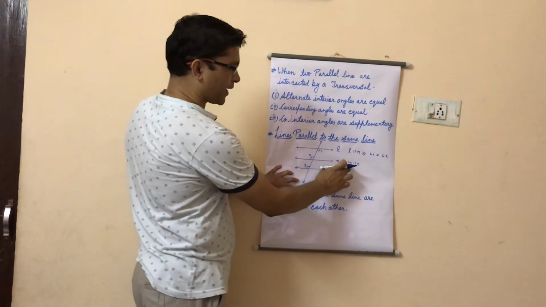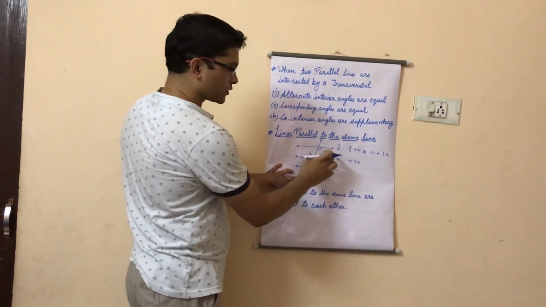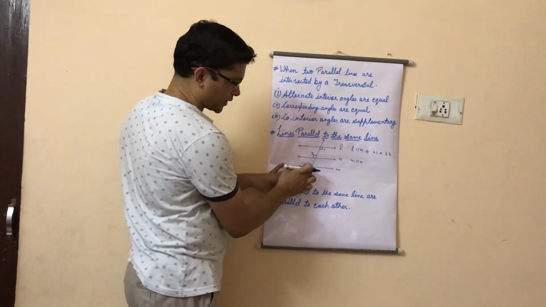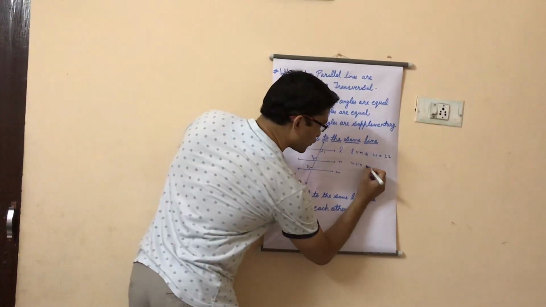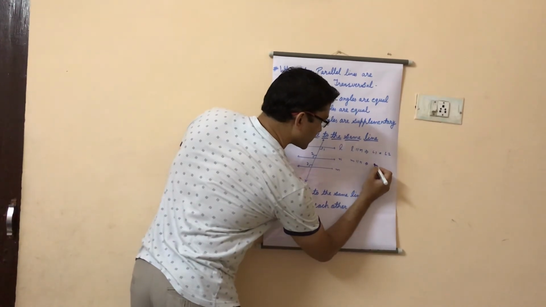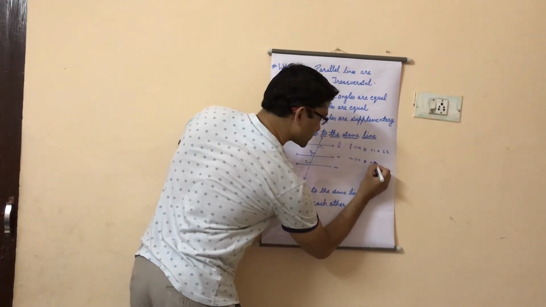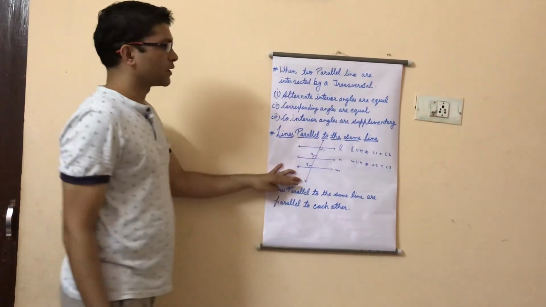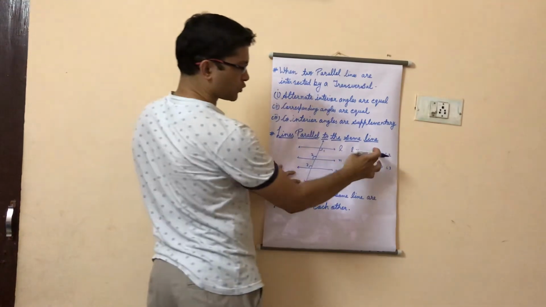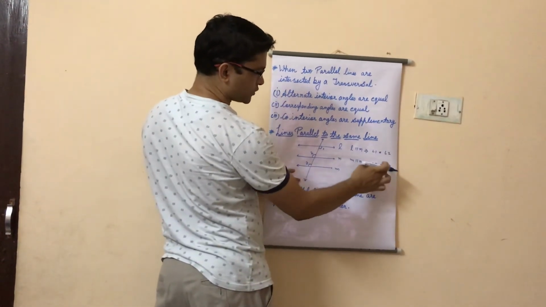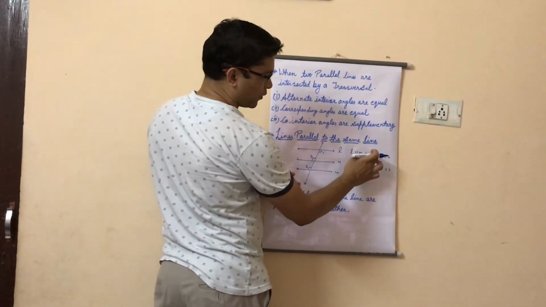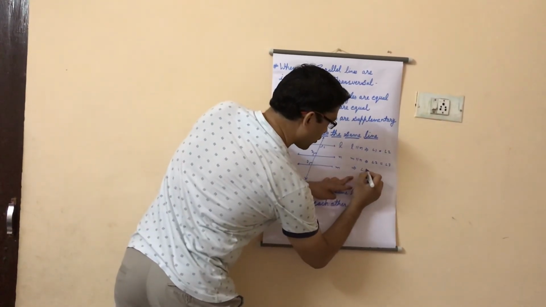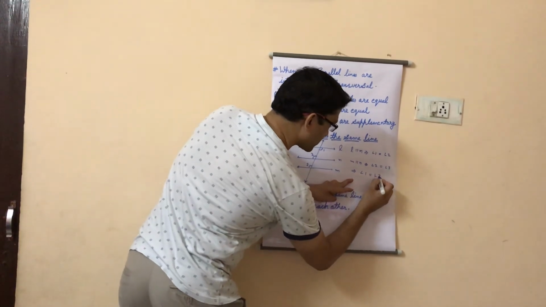Then M and N are also parallel. So angle 2 and 3, which make a pair of corresponding angles, will also be equal. So we conclude from here that angle 2 is equal to angle 3 because they make a pair of corresponding angles. Now from these two relations, 1 is equal to 2, 3 is also equal to 2. So angle 1 and 3 will become equal. So this implies angle 1 is equal to angle 3.